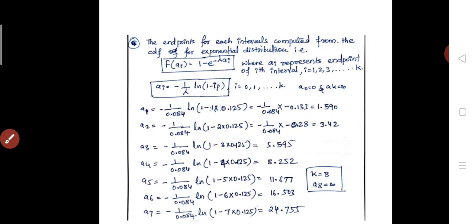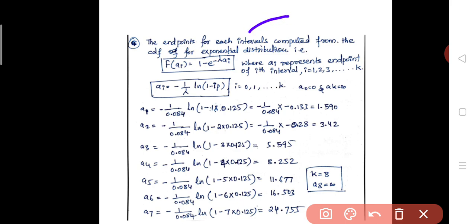So, next we will find the end point for each class interval from the CDF of the exponential distribution. CDF means cumulative distribution function, and we use it to find the end point for each interval. This particular equation will be used, and we are going to substitute the value of lambda in this equation.